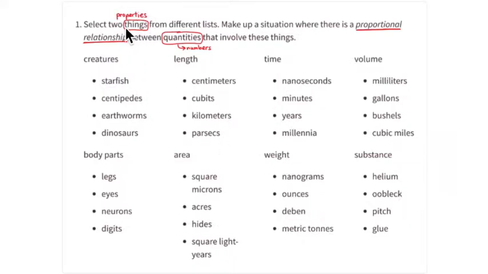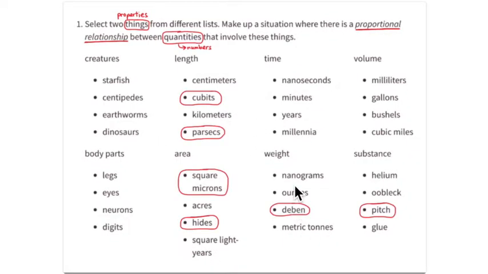I like to call these properties. I just like that word better. So 2 properties from this list make up a situation where there is a proportional relationship between the quantities. It means numbers that involve these things or these properties. Now, as I looked at this list, there were several that I wasn't sure what they were. So one of the things that students might do is look up some of these things.